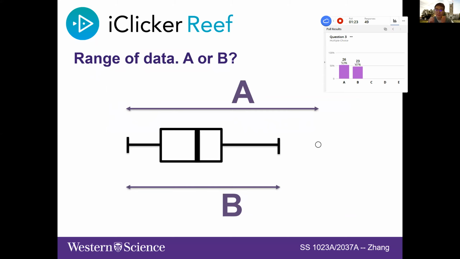So remember, when we define range, range is defined as the maximum minus the minimum, right? So based on that definition, which one is the range? Okay, we have majority of students answering A. Yeah, that's correct. So in this case, we do define this length as our range because our range is defined as the maximum minus the minimum.